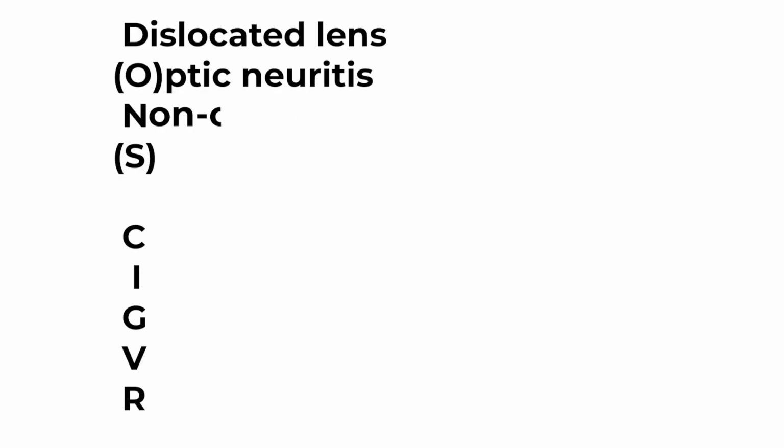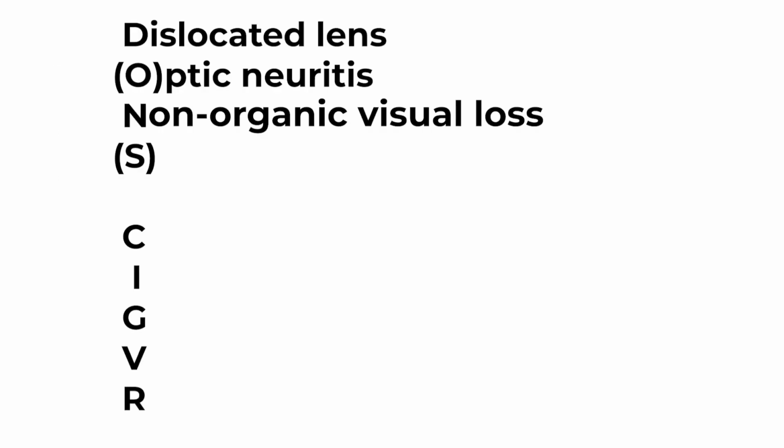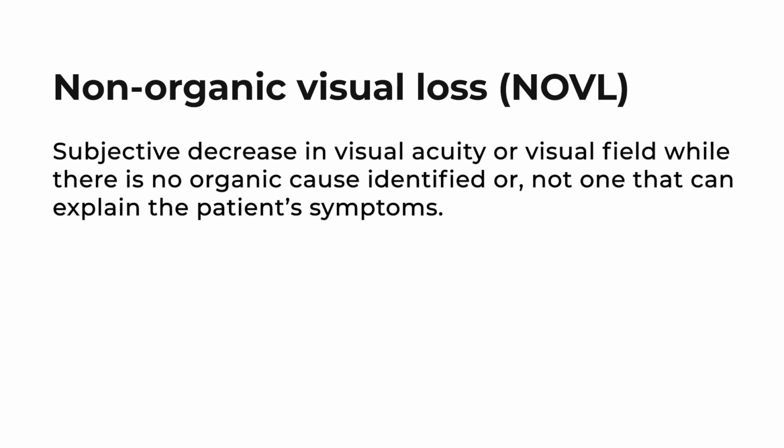N is for non-organic visual loss, aka functional visual loss. And so that's where there's a subjective decrease in visual acuity or visual field where there is no organic cause identified, or not one that can explain the patient's symptoms.